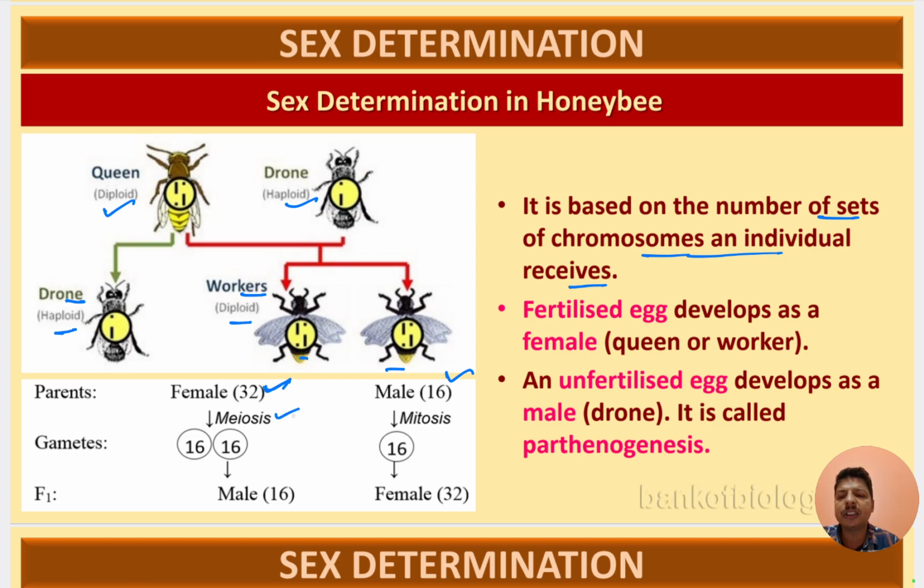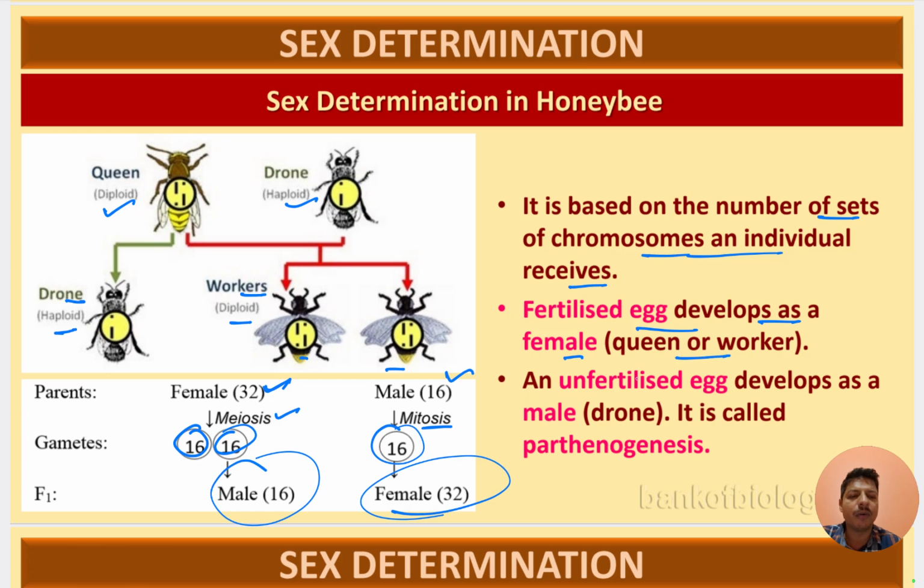In the female body meiosis occurs, 16 occurs there. In the male mitosis occurs, 16 chromosomes are there. F1 generation: male having 16 chromosomes, female having diploid or 32 chromosomes. Fertilized egg develops as female, queen or worker bee, and unfertilized egg develops as a male, that is drone. It is called parthenogenesis.